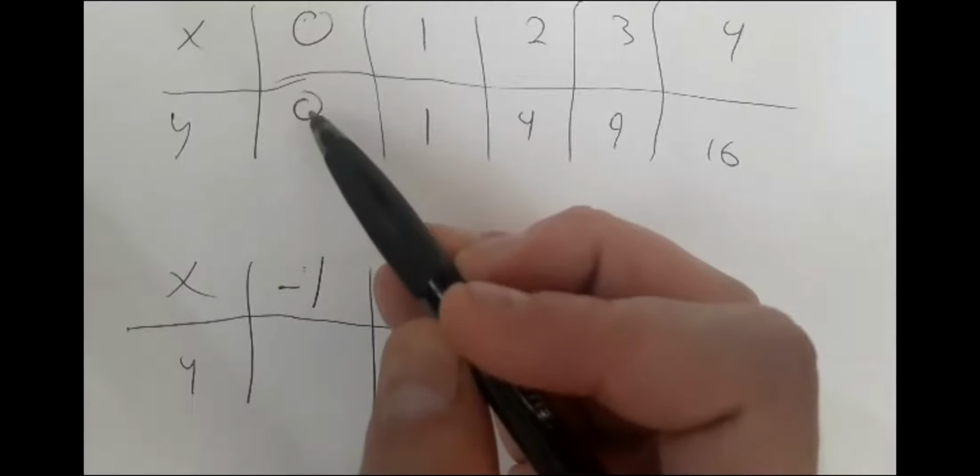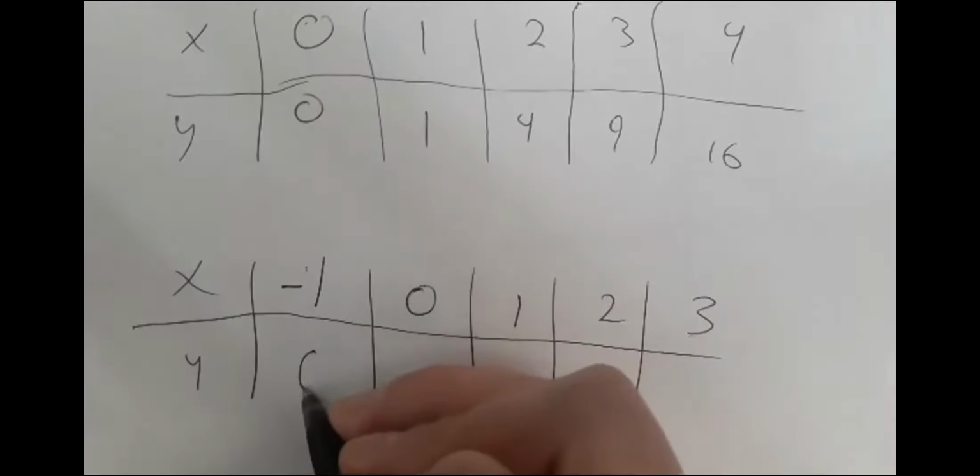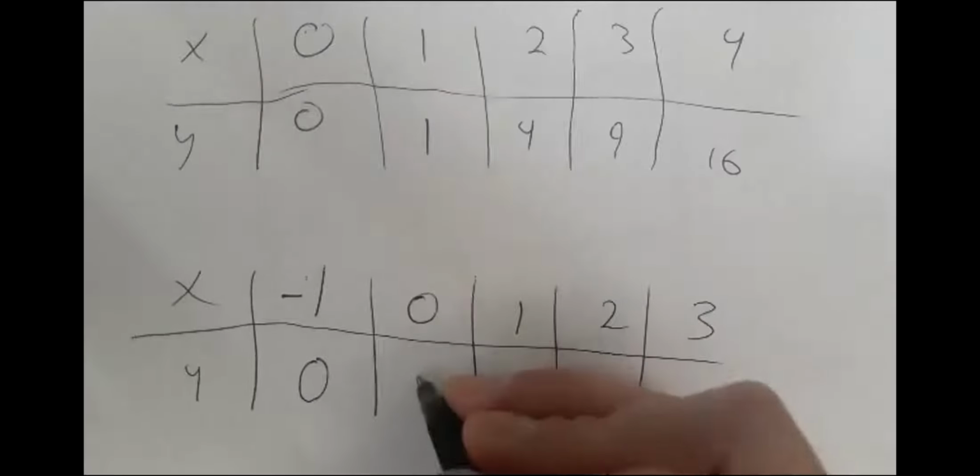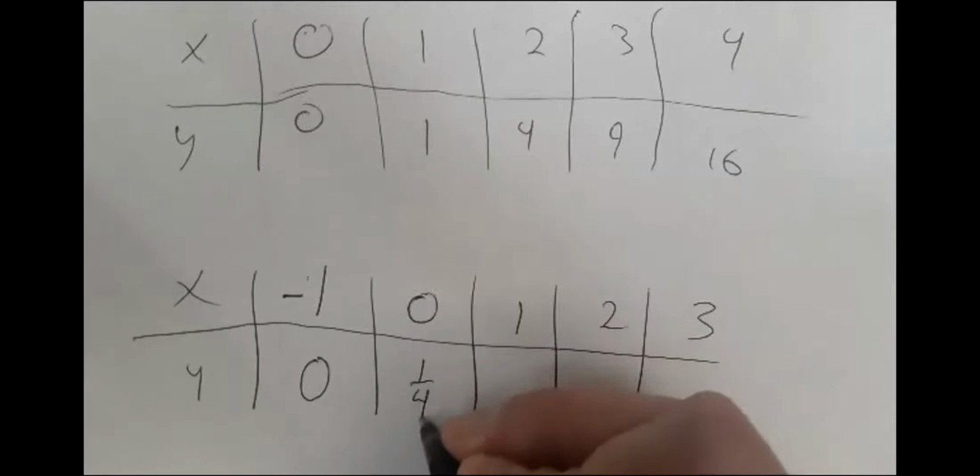So 0 times a quarter is, I think it's still 0. 1 times a quarter is a quarter. 4 times a quarter is 1.